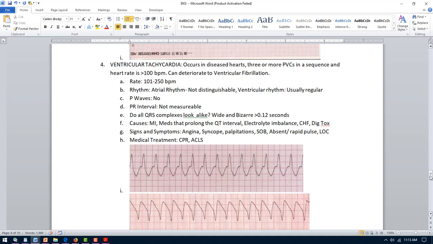The rhythm, you can see the ventricular rhythm is regular, but there is no atrial rhythm in there. There are no P waves, there's no PR interval to measure. QRSs look alike, but they're wide and they're bizarre. They're greater than 0.12. We're going to be doing CPR, we're going to be doing ACLS protocol.